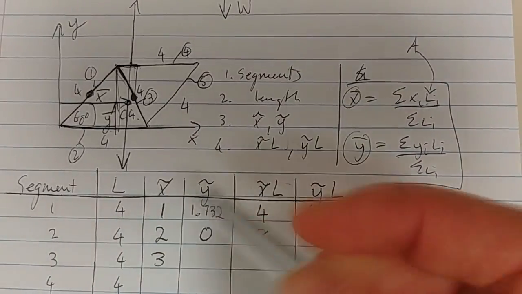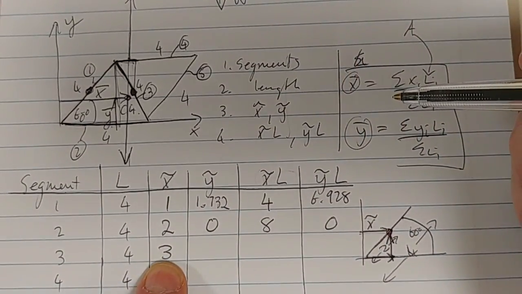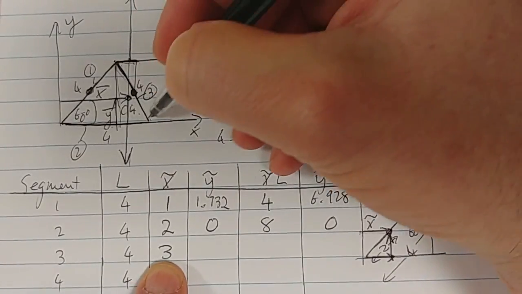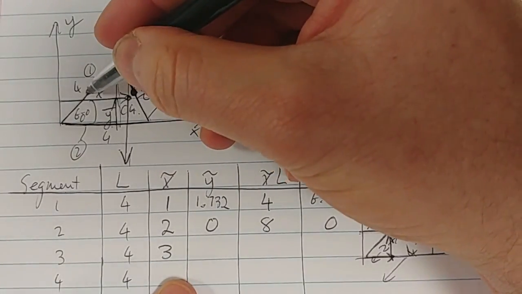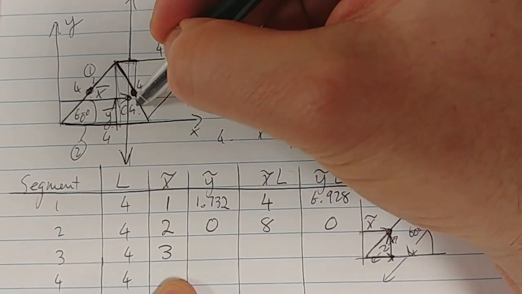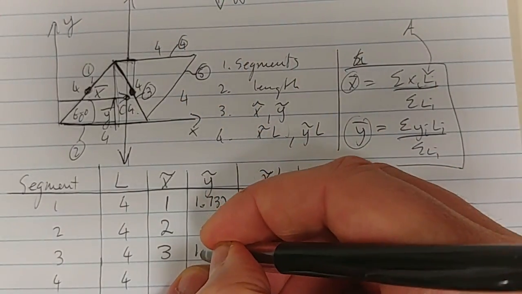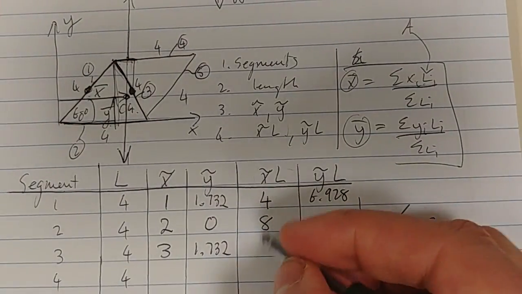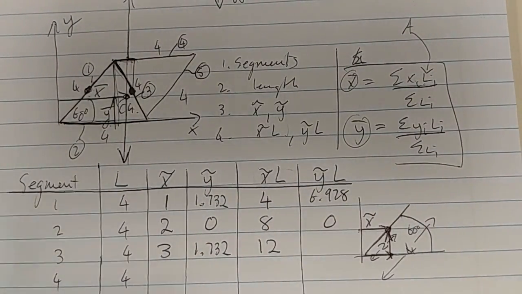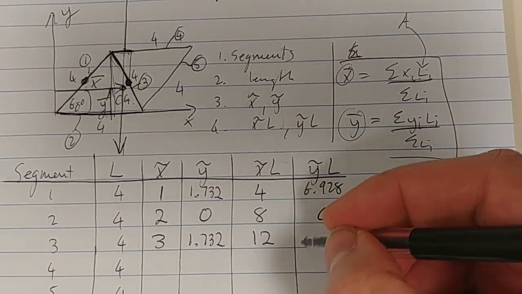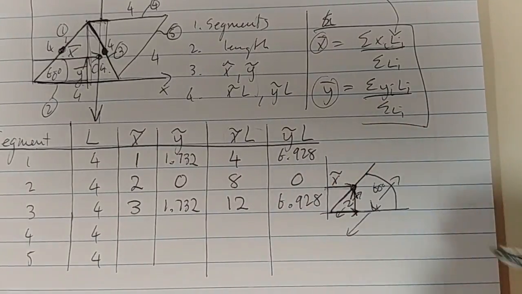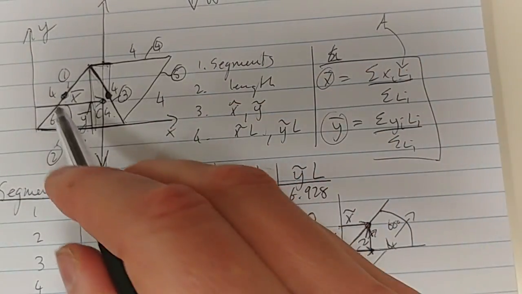So 2 cos 60 plus 2 is 3. That's my x tilde for segment 3. My y tilde is going to be the same as the y tilde for that one, which is 1.732. If we multiply 4 times 3, we get 12, and 4 times 1.732 is the same, 6.928. So we've done these 3 now.